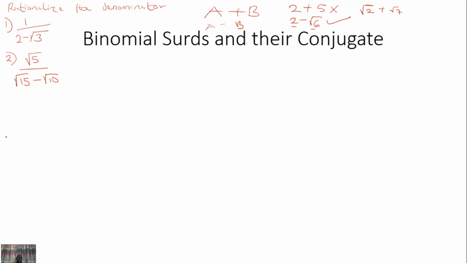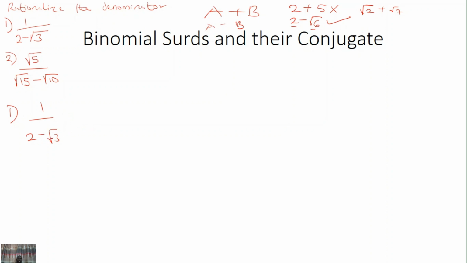Let's start with question number 1. They say we should rationalize 1 all over 2 minus root 3. If you look at this denominator, it is a binomial surd. Now, when you want to rationalize a binomial surd, what you do is multiply the numerator and the denominator of that fraction by the conjugate of the binomial surd, that is its denominator.